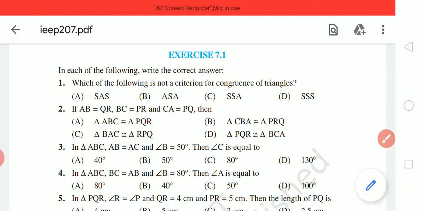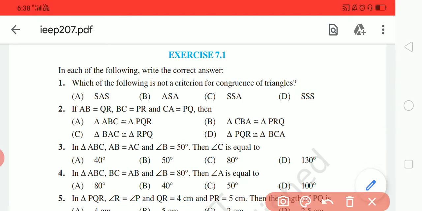Let us see again. Here we have ABC. AB will be taken with QR. This is not. AB will be taken with RQ or QR. Here is the case. So this one can be right.